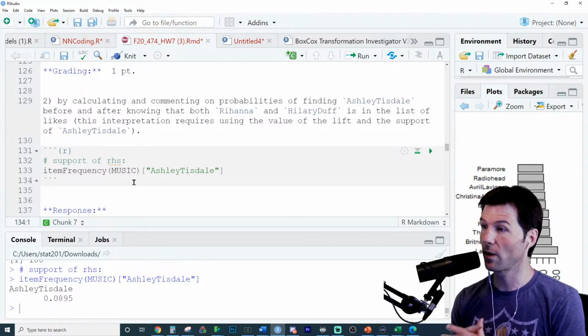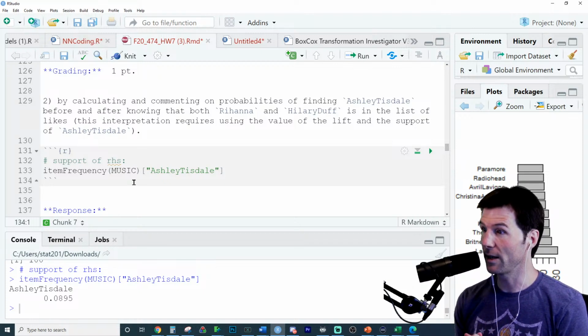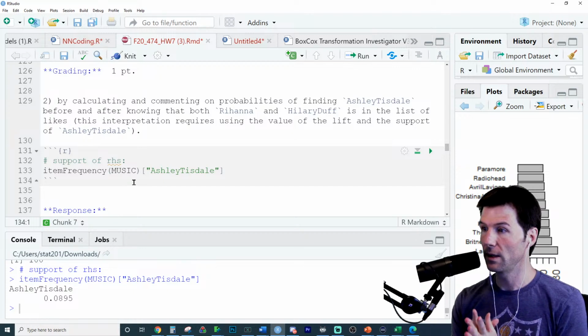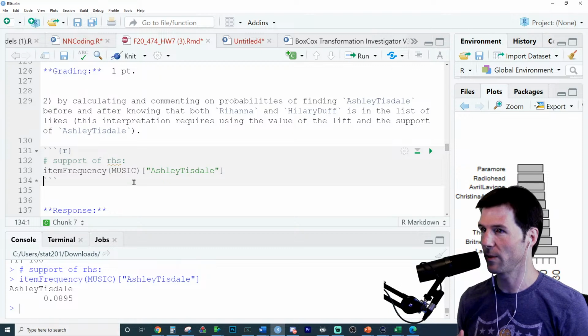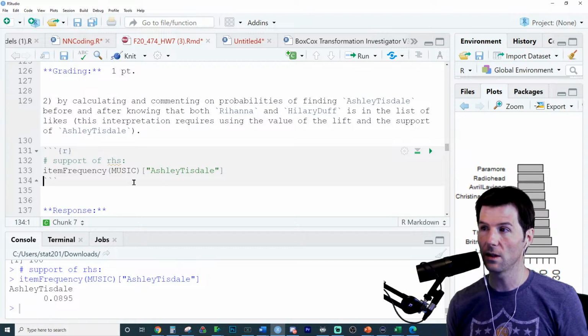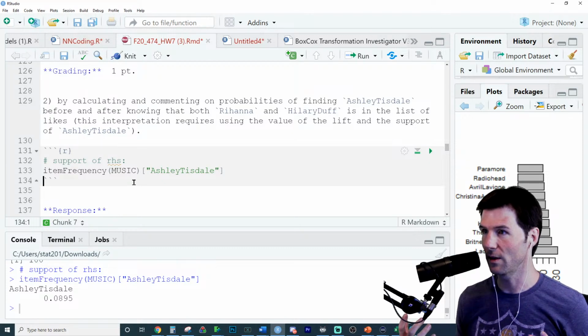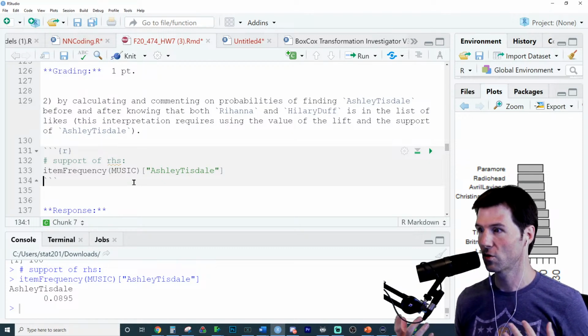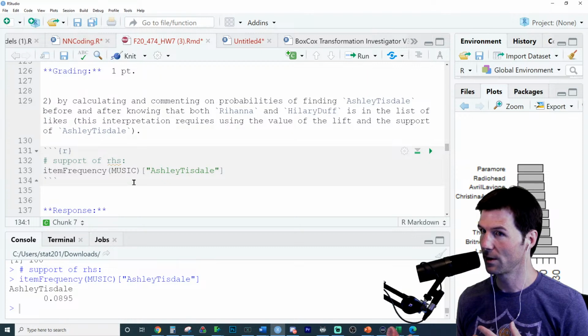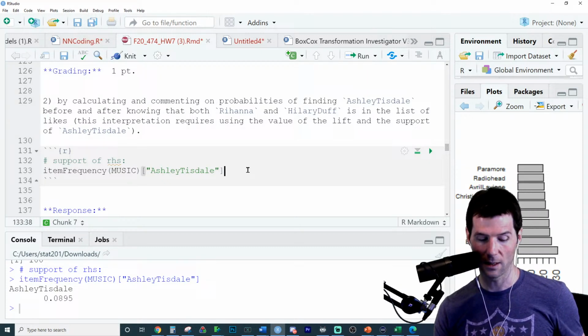So this means right here, 8.95% of playlists have Ashley Tisdale in it. What does the lift mean, though? What does the lift mean right here? So if we have the lift, then that means we would take this.